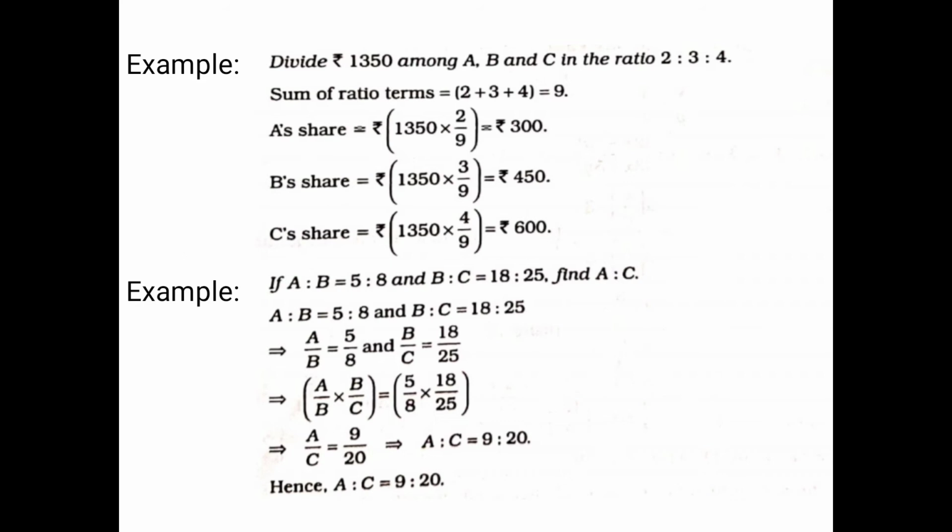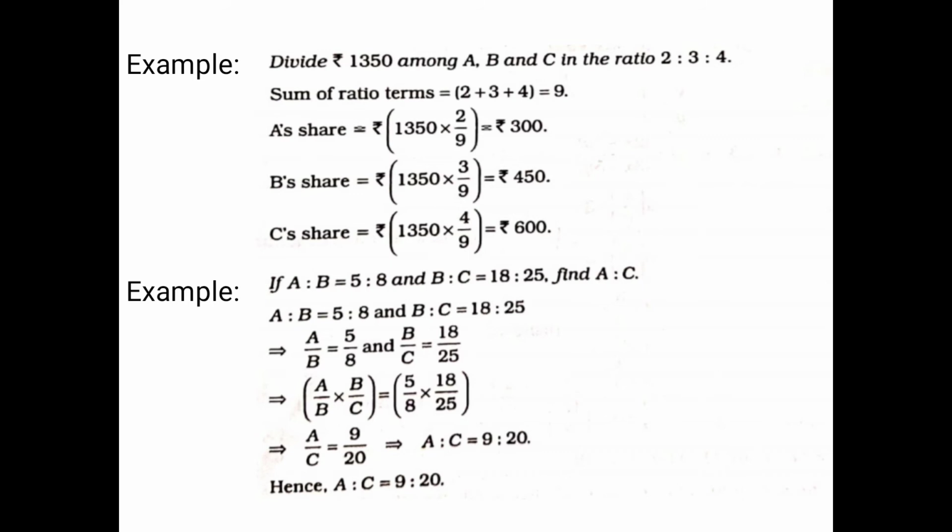Coming to the next example: A:B is equal to 5:8. For A the ratio is 5, for B it is 8, and again B is 18, and C is 25. Find A and C. We need to find only A and C. We can write A:B as a fraction, A by B is equal to 5 by 8. And B:C, B by C, is 18 by 25.